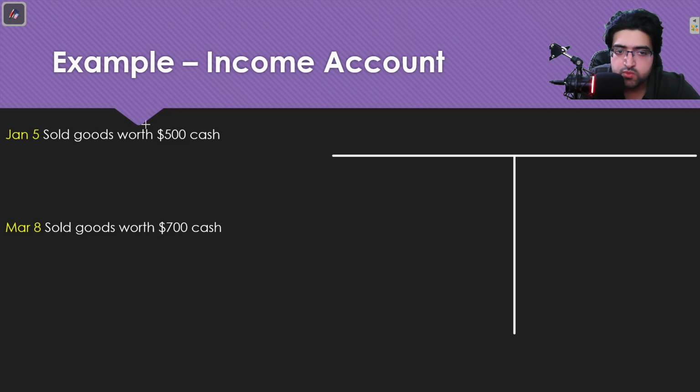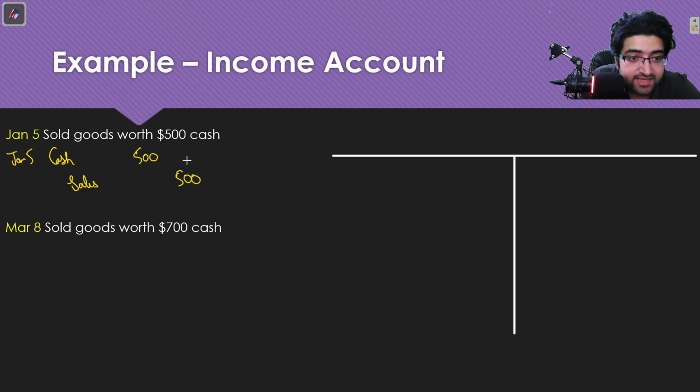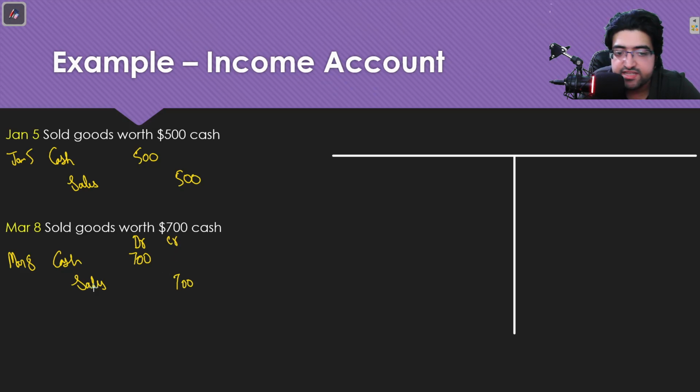Okay, sold goods worth $500 cash. You should be knowing the transaction. If you don't know, please go through chapter number 3 first. So cash is coming into the business. When you sell goods, you receive cash. So cash will get debited by $500 and sales will get credited by $500 because sales is an income. Income when it increases, we record it on the credit side. That's the transaction. On March 8, we are selling more goods and receiving cash. So again, cash debit by 700 and then sales are credited by 700. These are the double entries for this transaction.